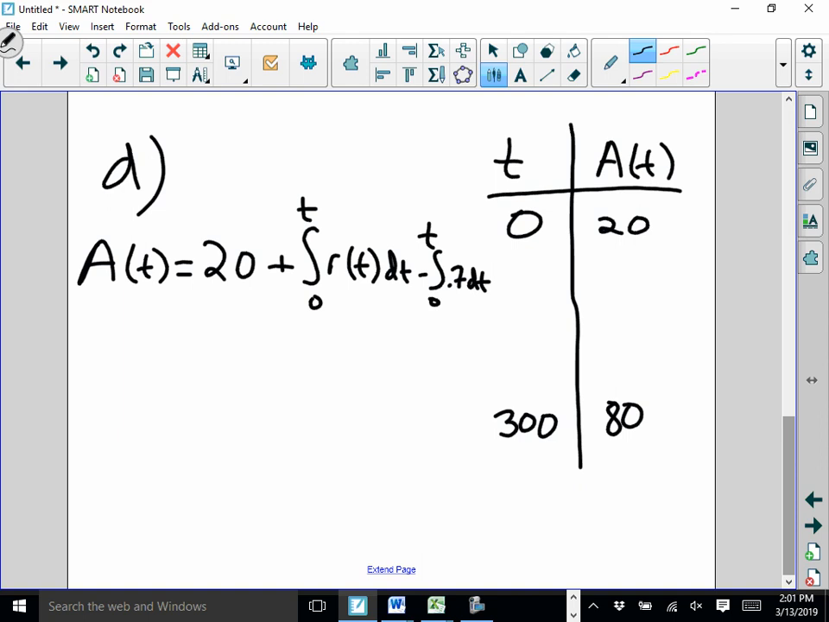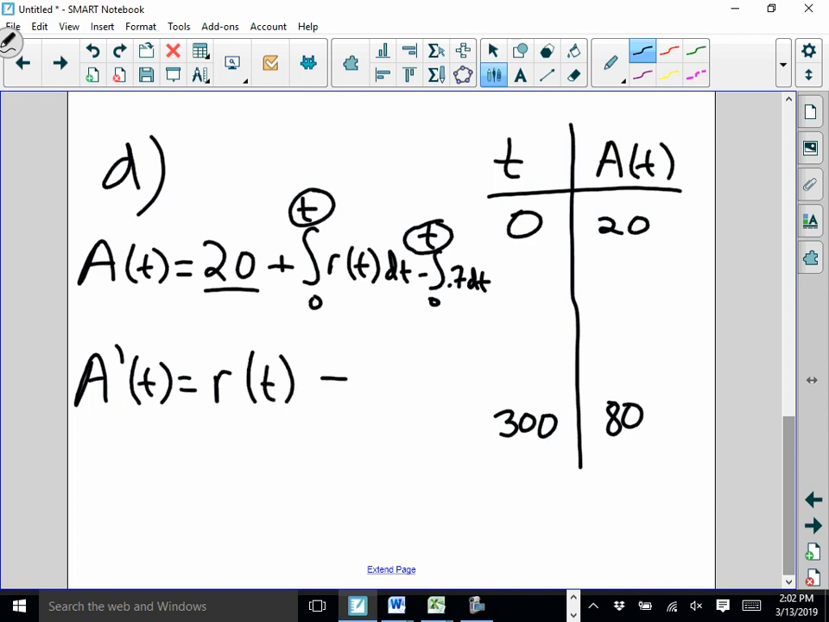So what we're going to have to do here is take the derivative of A of t. Now this looks like it's hard, but it's really easy. When we do A prime of t, 20 is a constant, so its derivative is 0. The derivative of an integral of something is just that value, as long as the upper limit is just a regular t. So the derivative of the integral from 0 to t of r of t dt is simply r of t. And the derivative over here will just be 0.7.